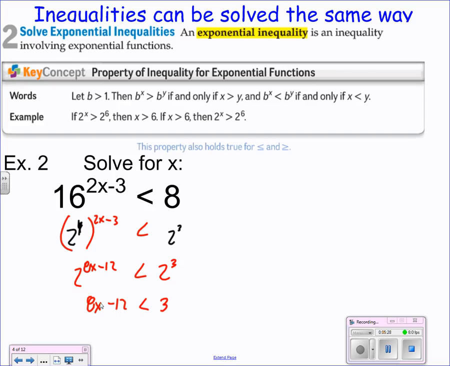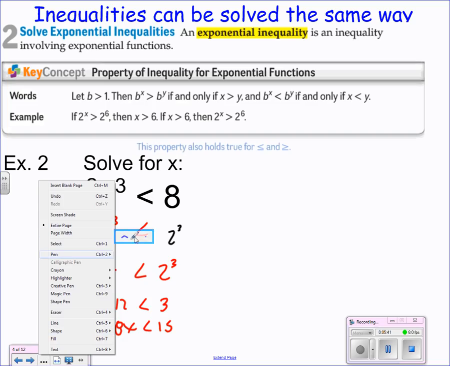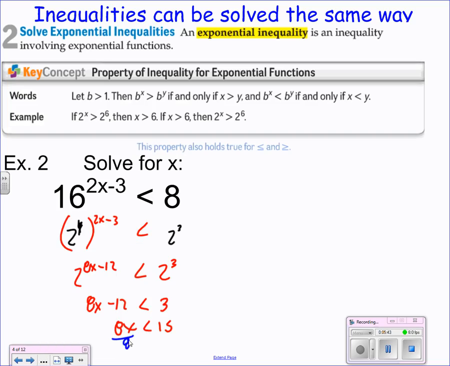So there's only one x in this problem, so I need to move the negative 12 by adding it to 3 to get 15. And then divide both sides by 8, which is not a negative number, so my sign does not need to change. So that would mean x is less than 15 over 8. Let's keep it a fraction in those terms, please.